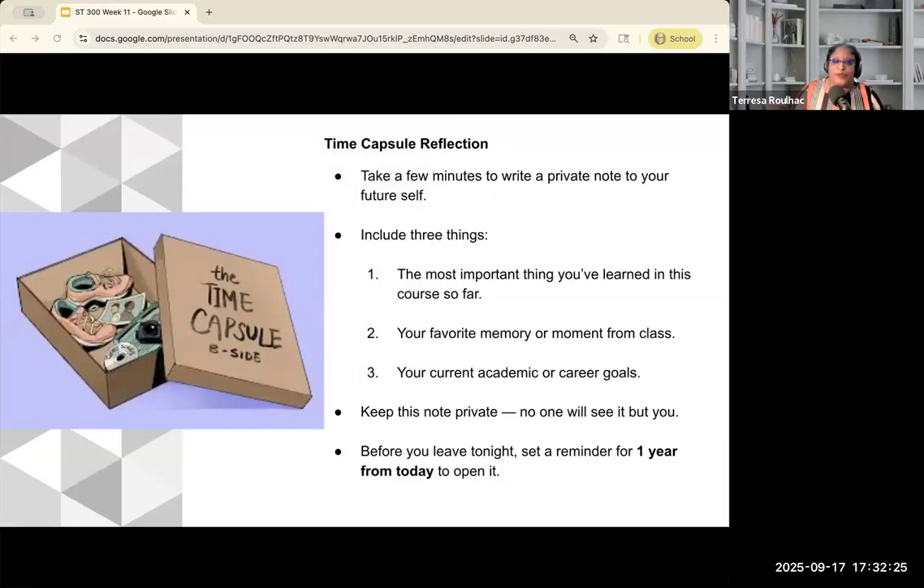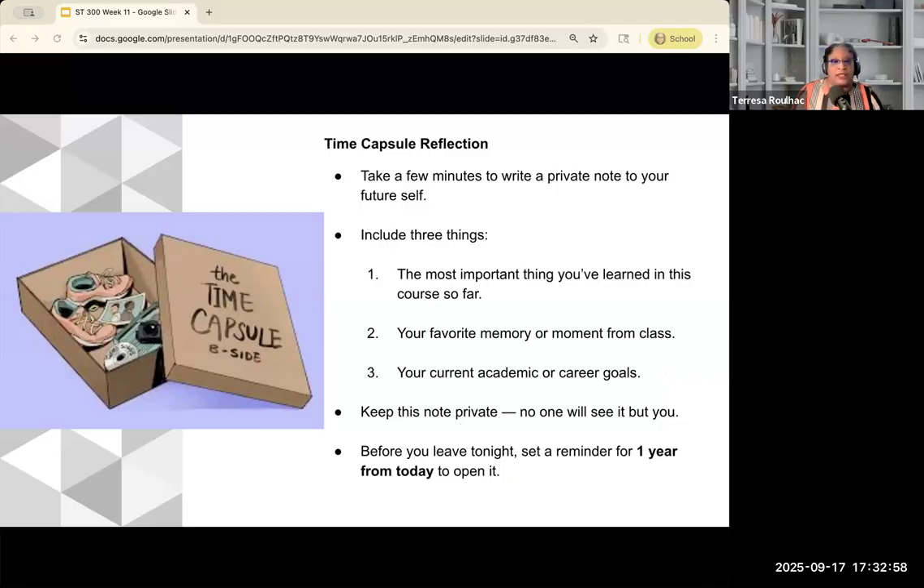Now, I do have a little special thing to share with you guys. Before we wrap up, I do want to pause for something reflective. If you'd like, take out a piece of paper, your phone, notes, or save this for later. Okay, you're emailing a draft to yourself. I want you to create, and this isn't for me, this isn't something you have to turn in, but this is for you. I encourage you guys to create a private time capsule. Write a short note to your future self.